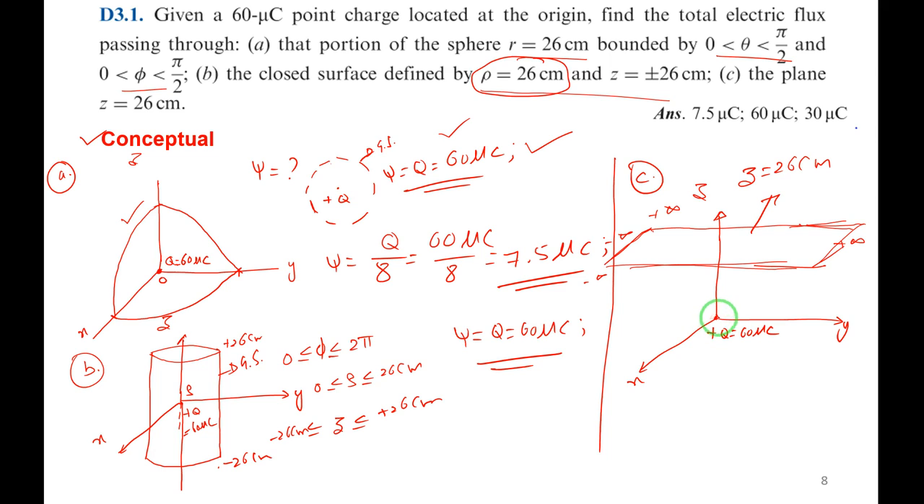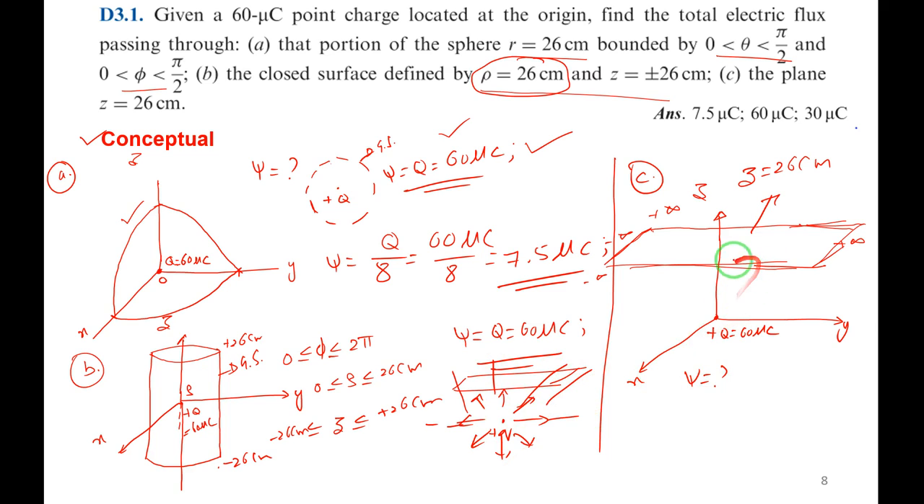So I want to find out the total amount of flux lines leaving this surface. Psi, what is psi? Observe here, for a point charge we know we draw the nature of the field like this, practically. So the z equal to 26 centimeter plane is here. Half, 50%, of these flux lines will cross this surface, and another 50% will cross the surface below, right?